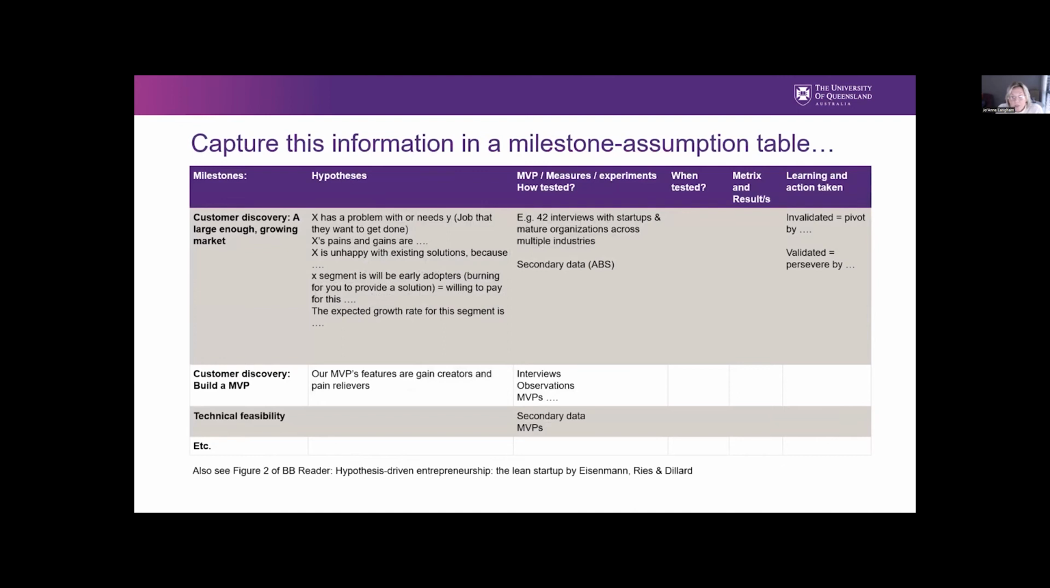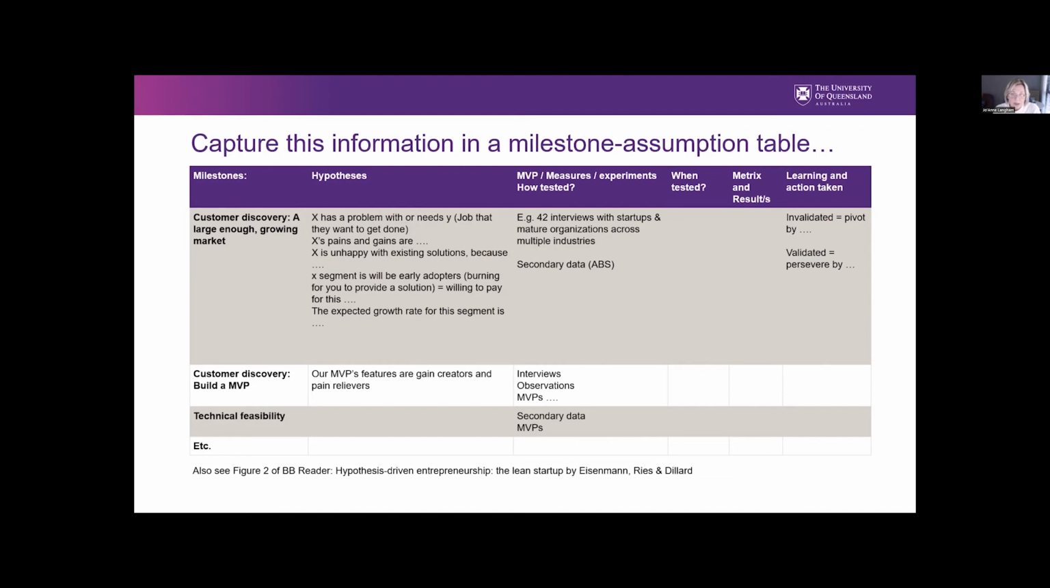Here's an example of how you could capture some of the outputs in a milestone assumption table. So you can see on the first line there that we've got in the customer discovery phase, we're saying that there might be a hypothesis that we want to test. X has a problem with or needs Y. Their pains and gains are a particular thing. They're unhappy with the existing solutions because of some reason. All of these things we would document, and then we would note in there the types of interviews, the types of tests that we would like to perform to actually see if that is valid.